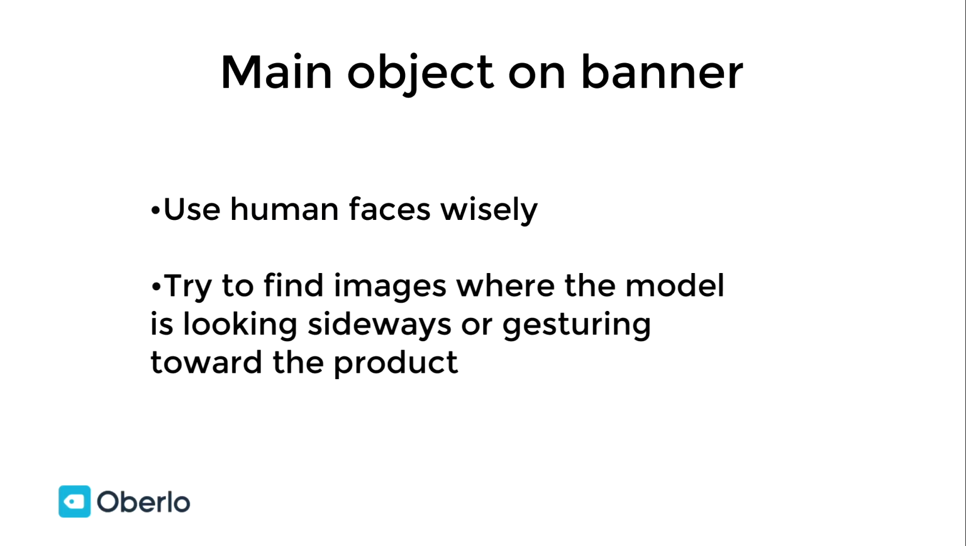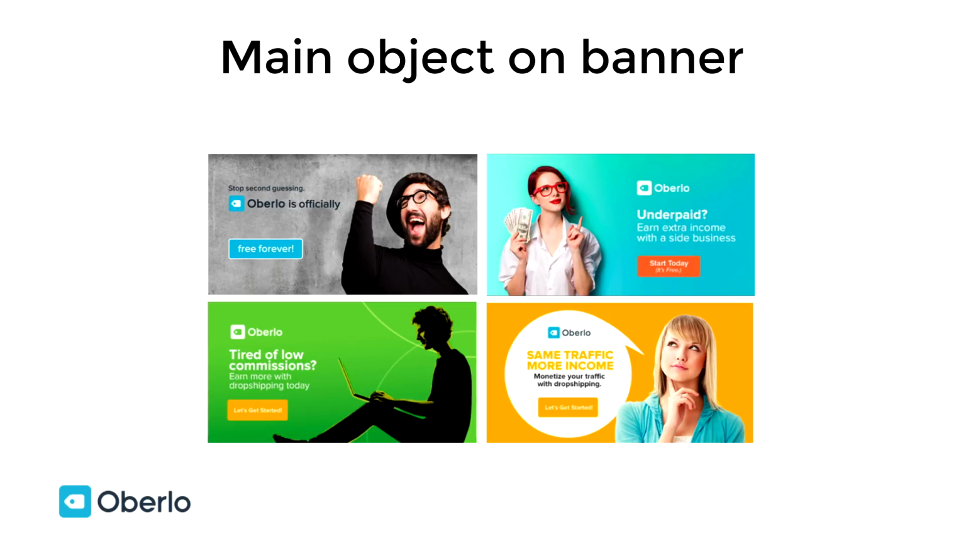Try to find images where the model is looking sideways, or gesturing toward the product, or toward the area where the product information is listed. If you're not using any faces in your banner, make it all about your product. Either way, it should be the main theme of your image.